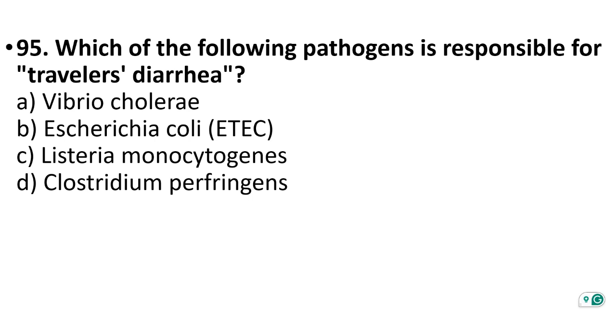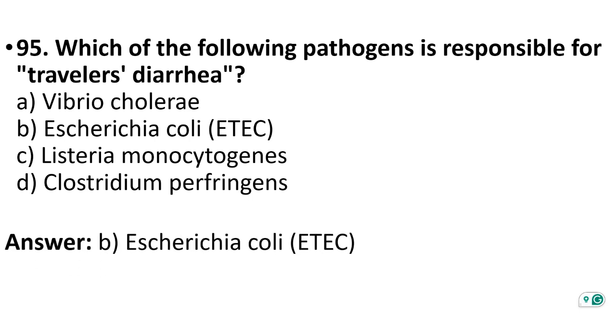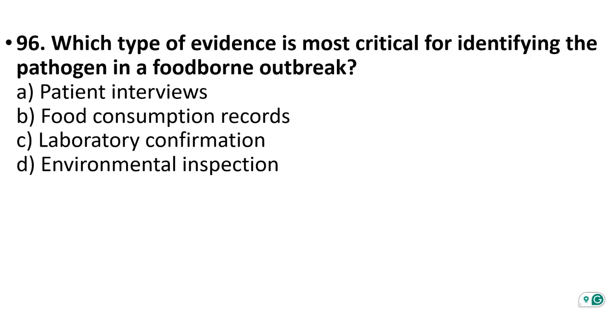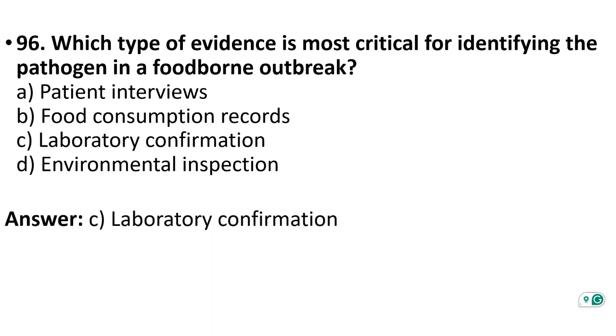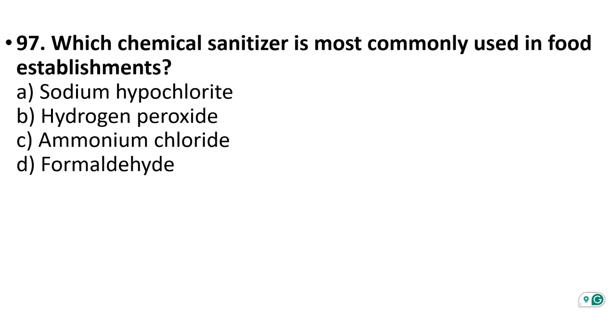95. Which of the following pathogens is responsible for traveler's diarrhea? Vibrio cholerae, ETEC, Listeria monocytogenes, Clostridium perfringens. Your answer is option B, ETEC. 96. Which type of evidence is most critical for identifying the pathogens in a foodborne outbreak? Interviews, food consumption records, laboratory confirmation, environmental inspection. Your answer is option C, laboratory confirmation.